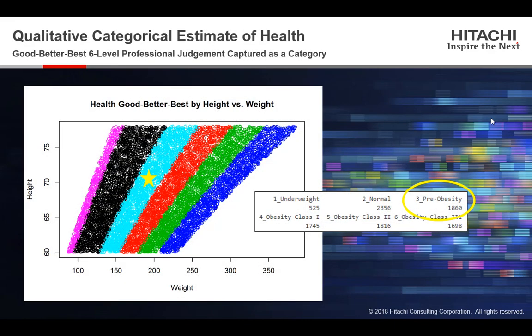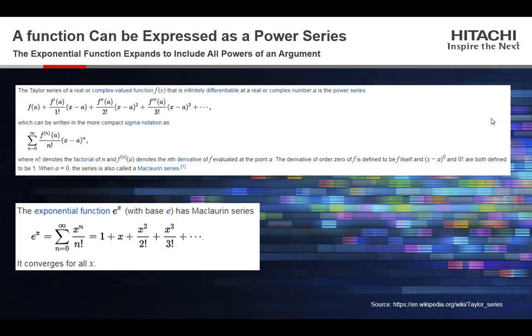It is a GBB, a good, better, best classification with height versus weight. With, in the z-axis, a physician's categorization of health with one of 6 categories: underweight, normal, pre-obese, and then 3 classes of obesity. And so maybe if we can predict on that pre-obese, we can assist a physician, for example, with some counseling the patient on some behavioral modification or perhaps treatment. That's our goal.